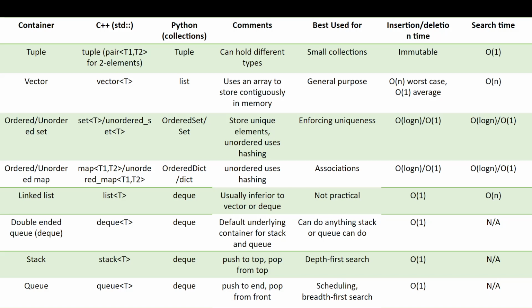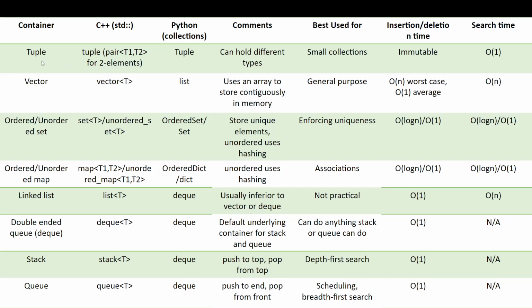Hello, I wanted to compile a list of the different containers in C++ and Python and show where they fit into different algorithms. So in general, most of the containers you're going to use in C++ come from the standard library, and in Python, most of them are either you don't need to import anything or they come from the collections library. And I'll go through these row by row and make some comments about each of them.